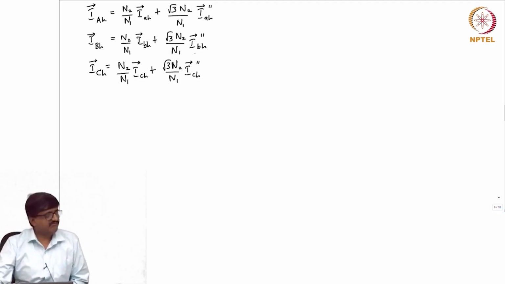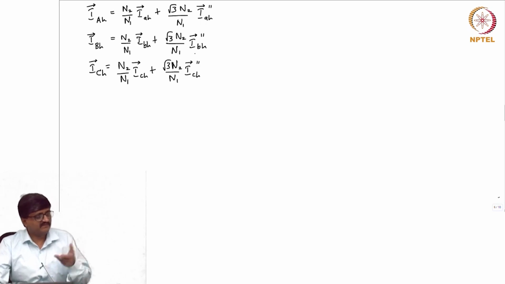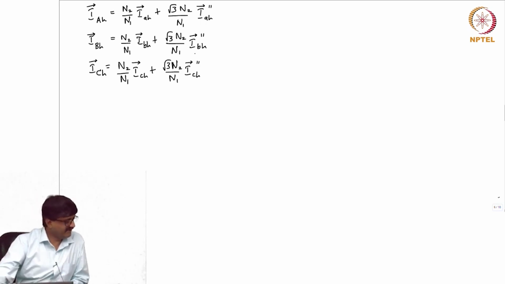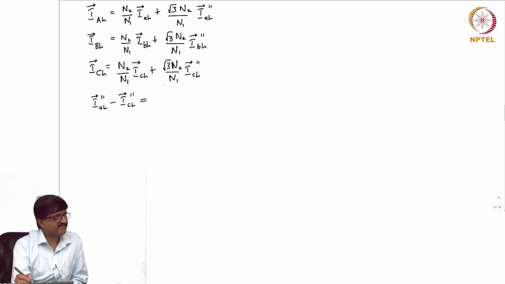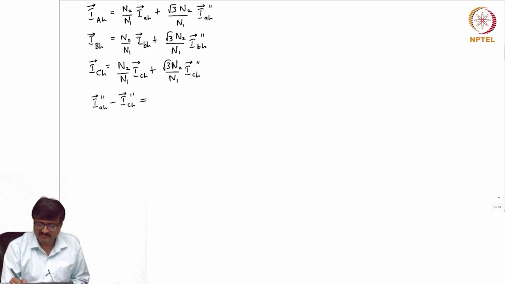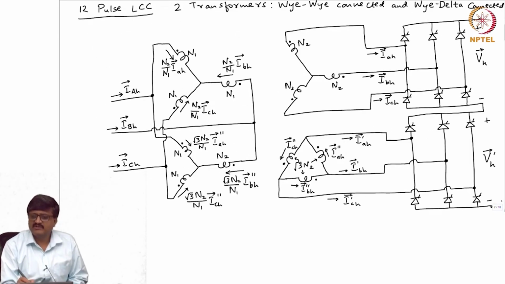So, you take one of the terminals of the delta connection. If you look at the circuit, IAH double prime minus ICH double prime, by Kirchhoff's current law, is equal to what? IAH prime. Please note, I am referring to this circuit. So, IAH double prime minus ICH double prime is IAH prime.